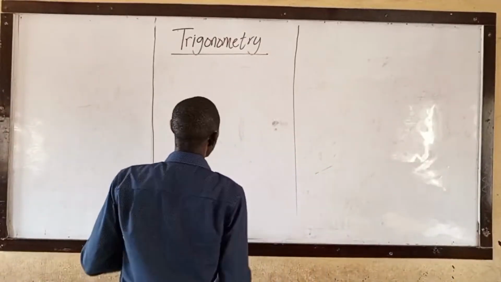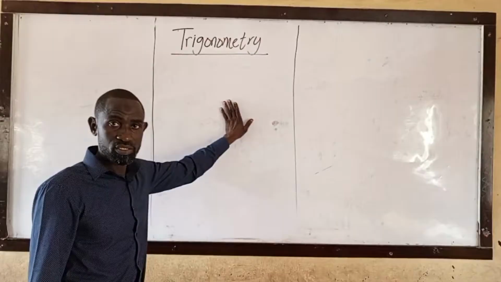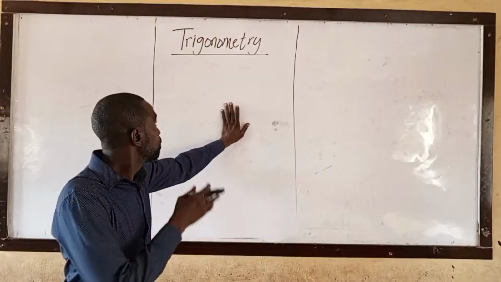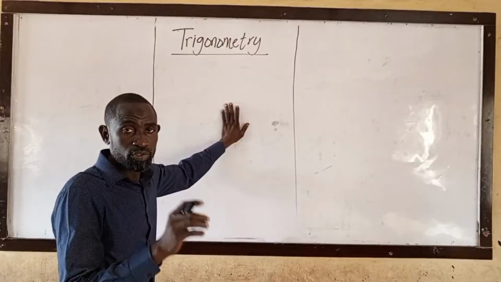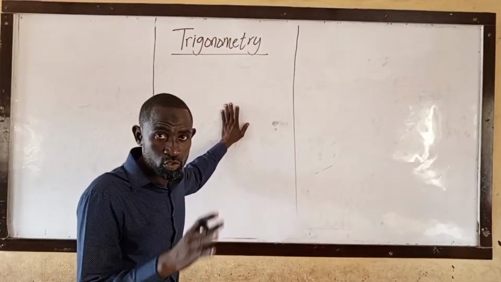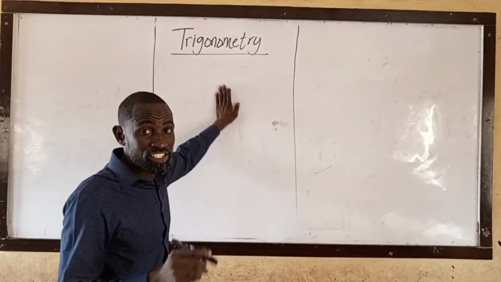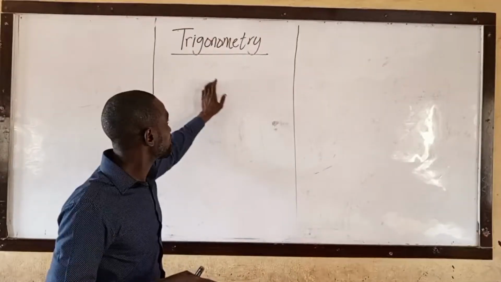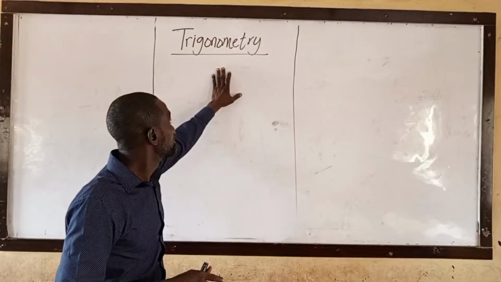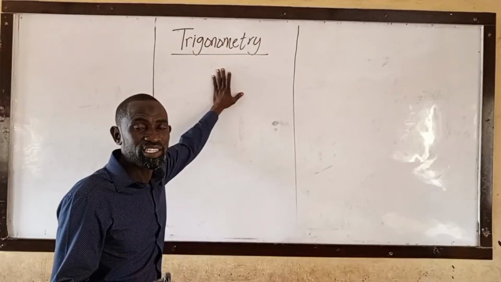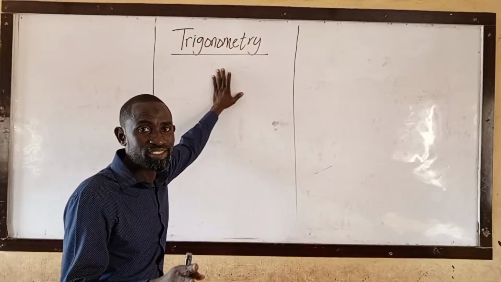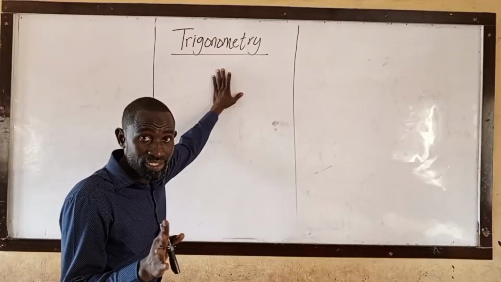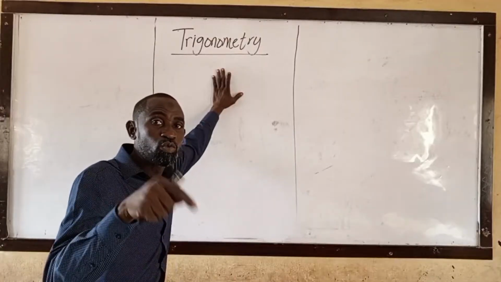So, we are going to start with what now, trigonometry. Now, you don't need to waste your time on trigonometry. I will tell you what you need to know. Anytime you hear trigonometry, what we need to know now are the ratios. This is just an aspect of mathematics that deals with the relationship between sides and angles of a right angle triangle.